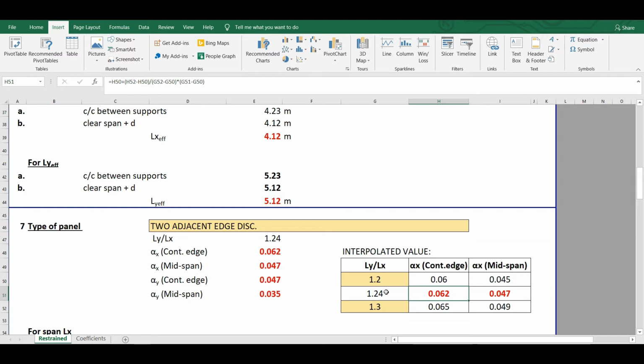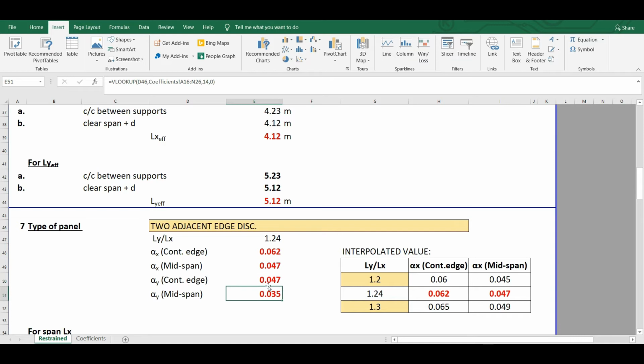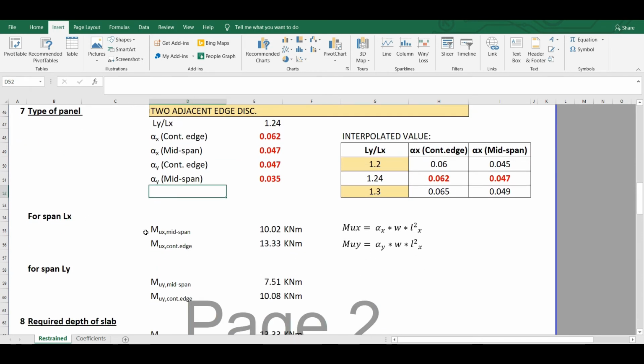I got the value of alpha x at the continuous edge as 0.062, and at the mid span it is equal to 0.047. Similarly for alpha y, you can see that the alpha y value does not depend on the aspect ratio. For a particular type of panel we have only one alpha y value. So we can directly get the alpha y value with the help of the VLOOKUP function, for the continuous edge and for the mid span. Once you get all these coefficients, we will calculate the bending moments in both directions.